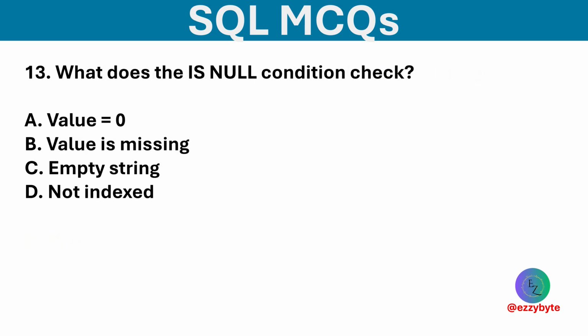What does the IS NULL condition check? Options are value equals 0, value is missing, empty string, and not indexed. Option B is correct. IS NULL checks for the absence of values in a column.